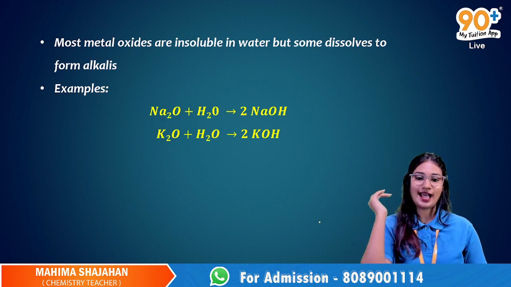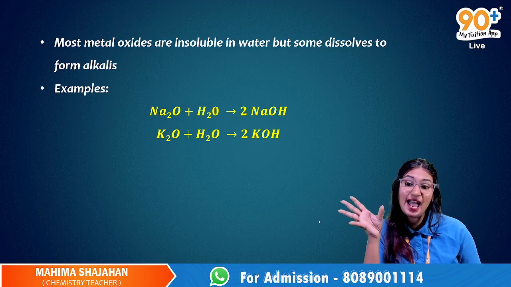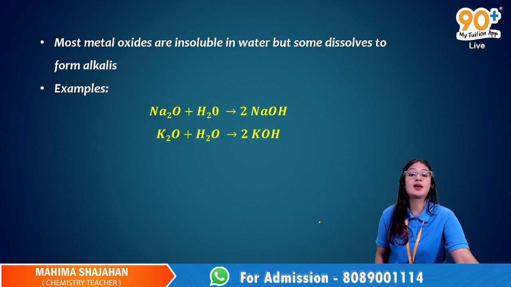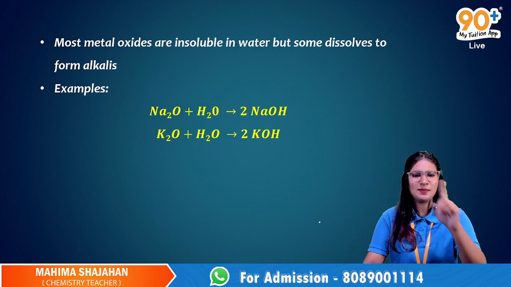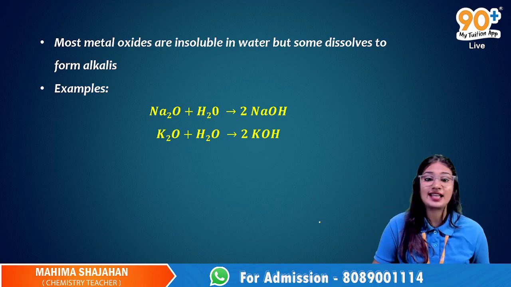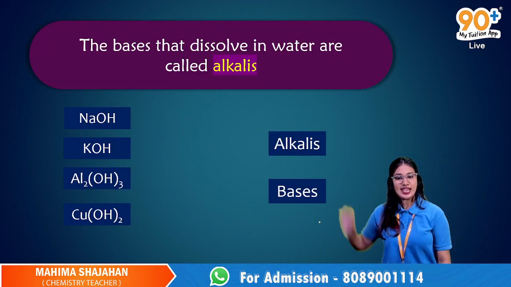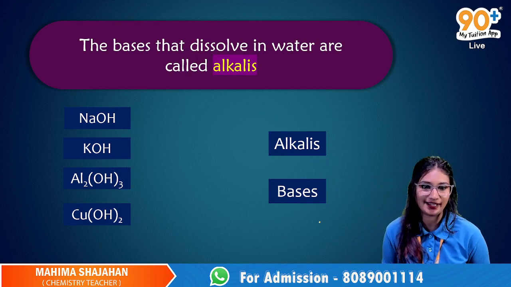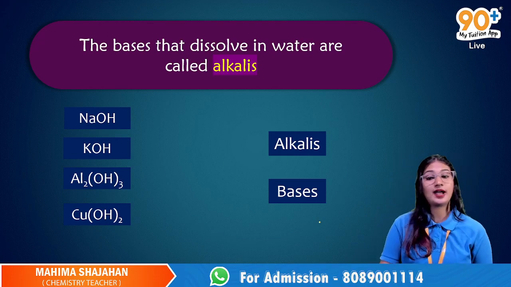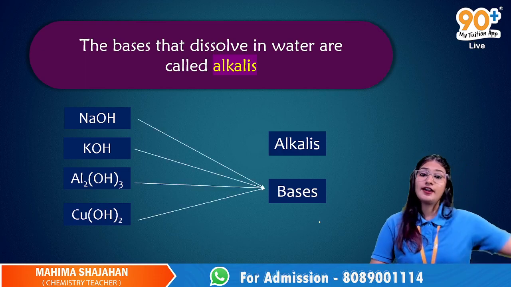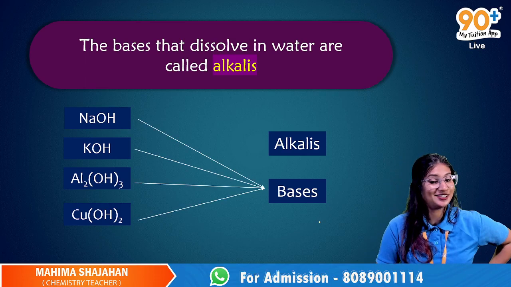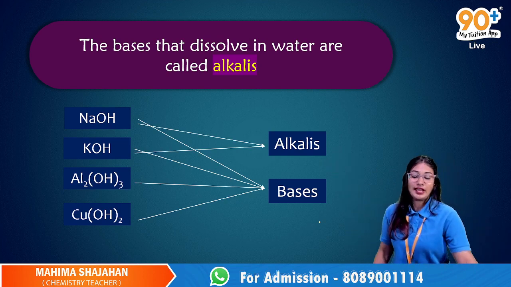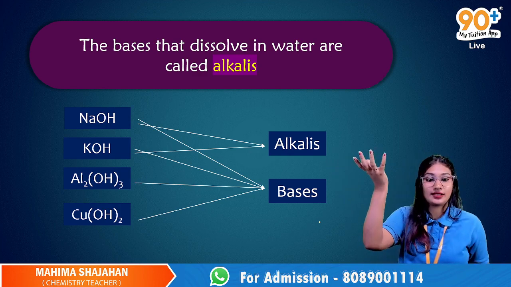Now we saw that metal oxides can be dissolved in water. Water-soluble metal oxides form something called alkalis. What are alkalis? We have already discussed this in chapter 2, acids, bases and salts. All alkalis are bases, but the bases that can be dissolved in water are known as alkalis. Look, we have sodium hydroxide, potassium hydroxide, aluminium hydroxide and copper hydroxide. They are all bases, but are they all alkalis? No. Out of these, only sodium hydroxide and potassium hydroxide are alkalis, because they dissolve in water.